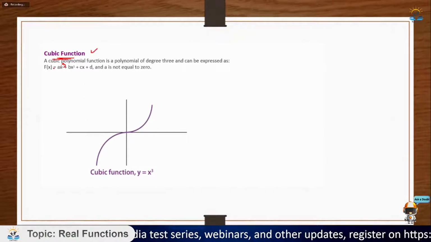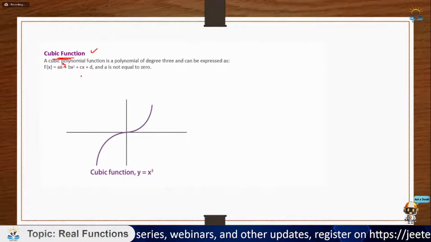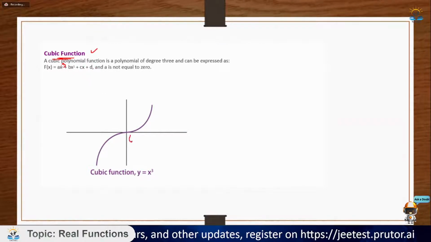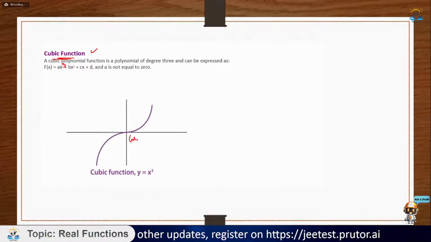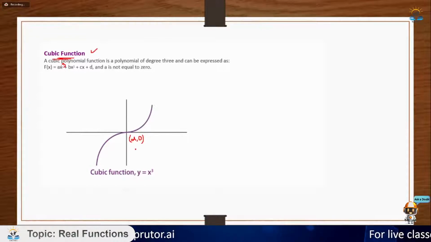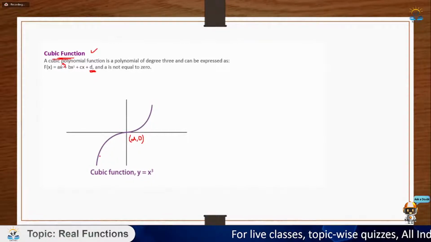Since it is a cubic function, it will pass through x equal to 0, because putting x equal to 0, you will get y equal to d. So this point is nothing but 0 comma d, whatever is written in your function, this is your d. And this is your cubic function.